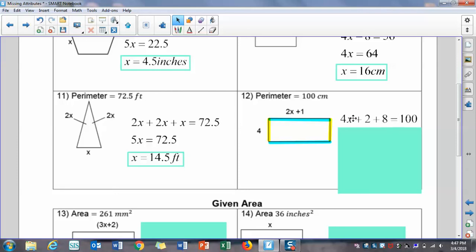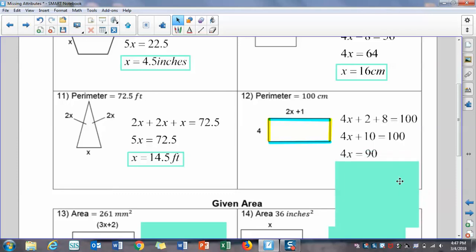So now we can combine our like terms. Combining 2 and 8, we get 10. So now we have 4x plus 10 is equal to that 100 centimeters that was given to us. Now we want to solve this two-step equation. We want to subtract 10 from both sides. So we get 4x is equal to 90. Now we want to divide both sides by 4. So we get x is equal to 22.5 centimeters. Now those were all 4 examples for perimeter.